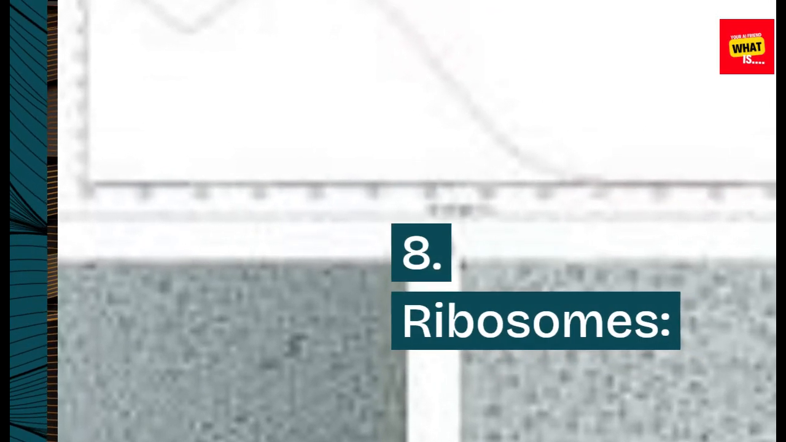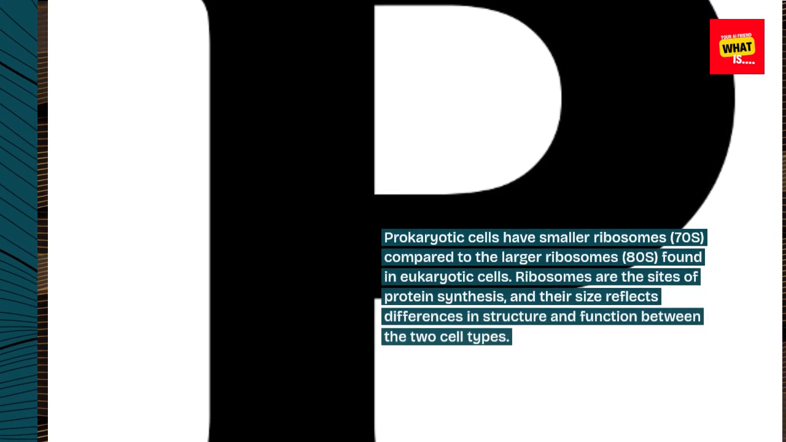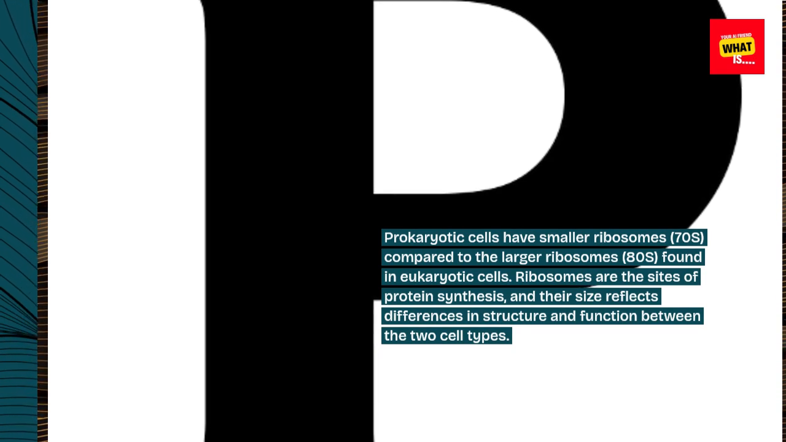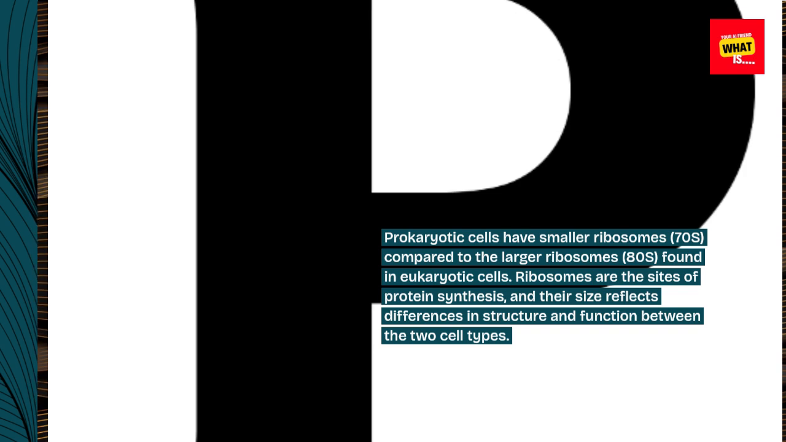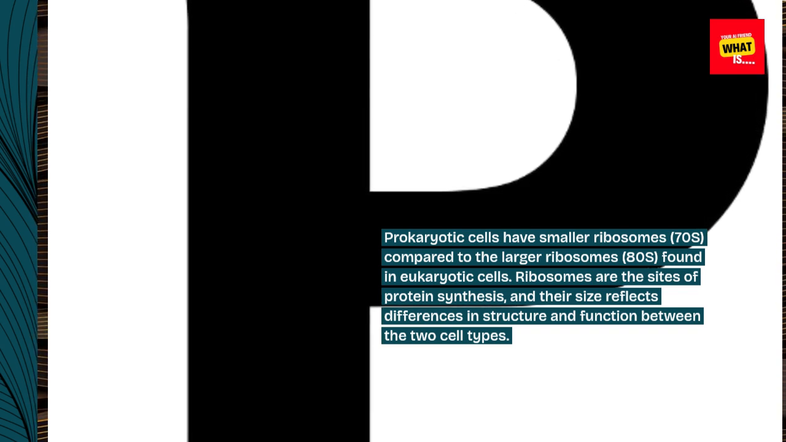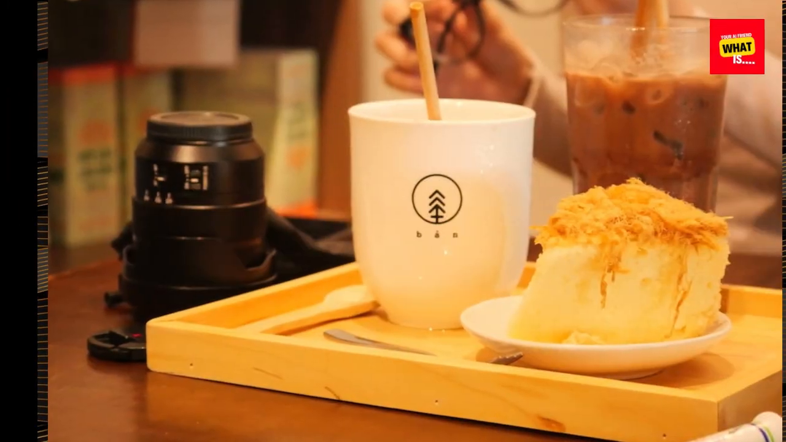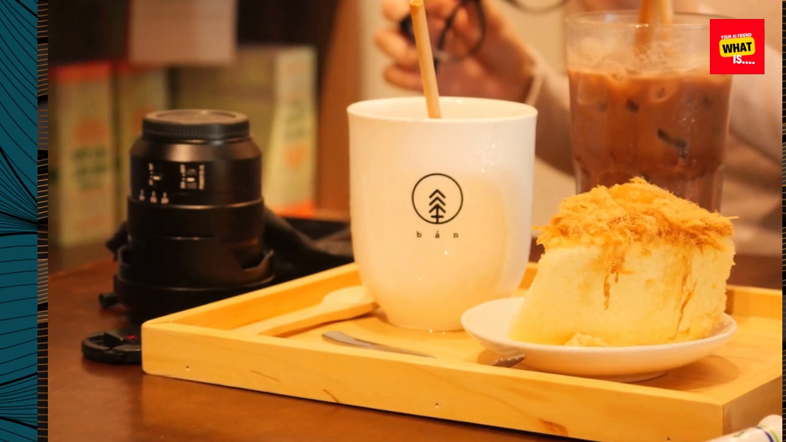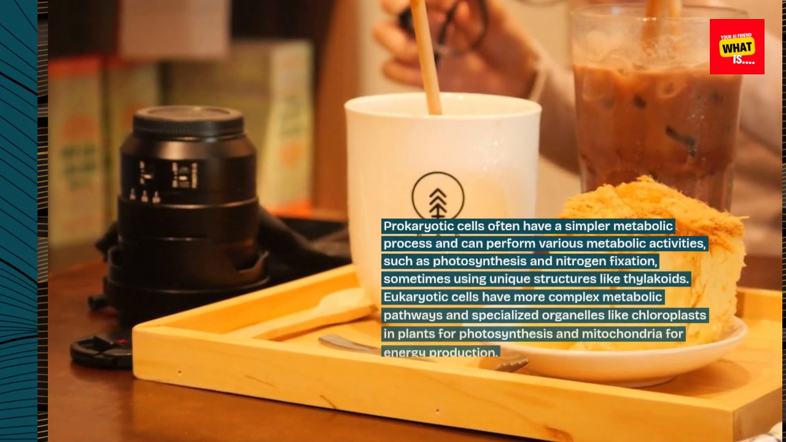8. Ribosomes. Prokaryotic cells have smaller ribosomes, 70S, compared to the larger ribosomes, 80S, found in eukaryotic cells. Ribosomes are the sites of protein synthesis, and their size reflects differences in structure and function between the two cell types.